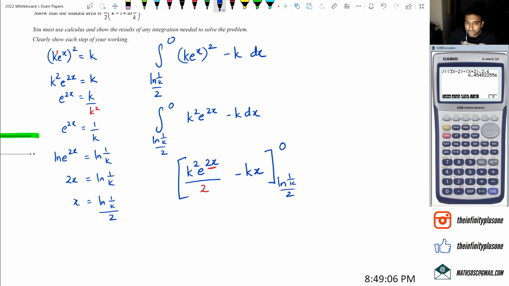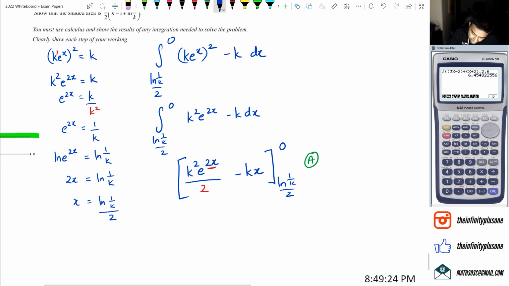So I'm hoping it's good so far. Now in terms of grades, I think by the looks of it, if you were to get correct integration, that is going to get you an achieved. So this line here is going to get you an achieved. Correct integration with correct limits substituted in is going to get you a merit.